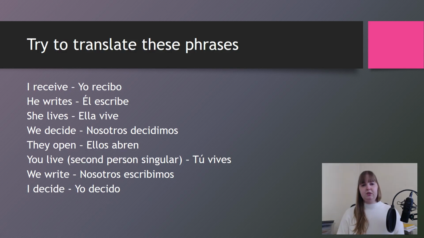In Spanish, it's not common or even required to use the personal pronouns. It means that the correct answers will be also recibo, escribe, vive, decidimos, abren, vives, escribimos, decido.